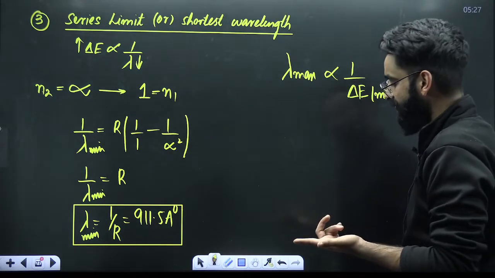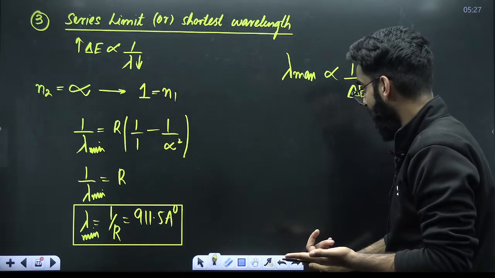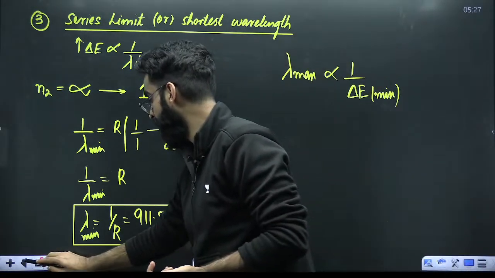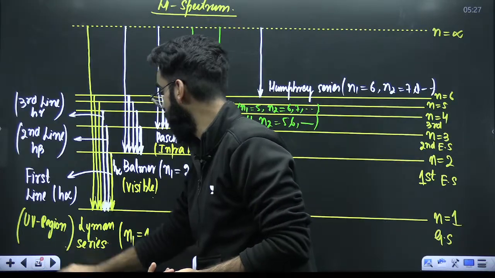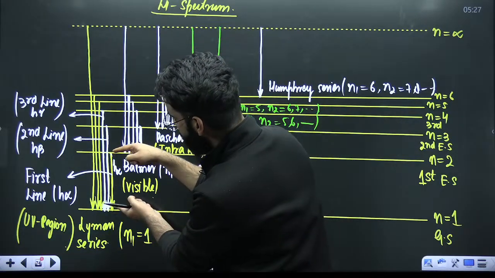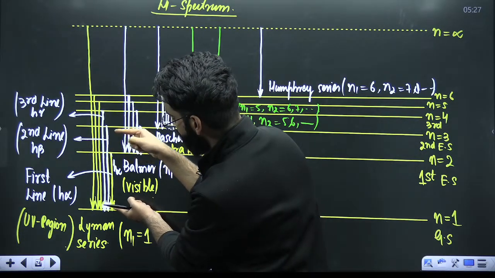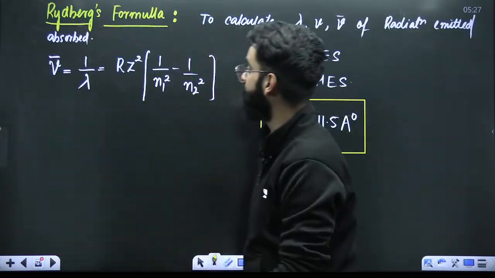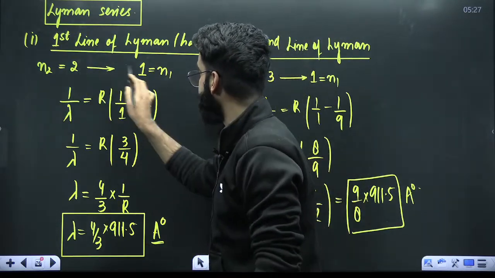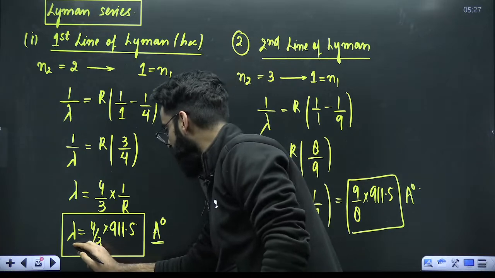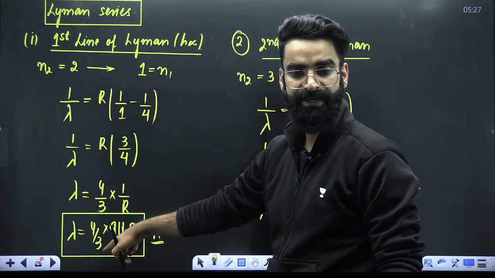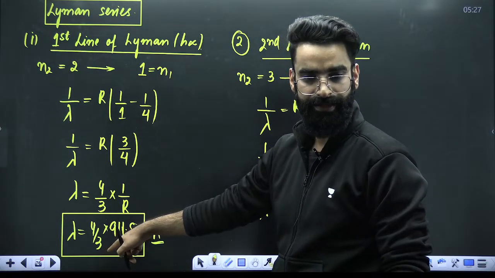Now in Lyman series, delta E has to be minimum. Look at the Lyman series. Where do you see the delta E minimum? Delta E minimum in Lyman series is from the transition 2 to 1. I have to consider the transition from 2 to 1. So should I be calling this wavelength minimum or maximum? This wavelength is going to be the maximum wavelength, right?